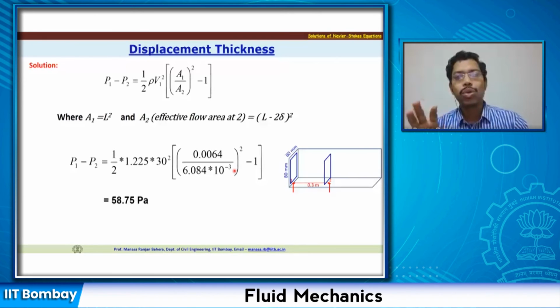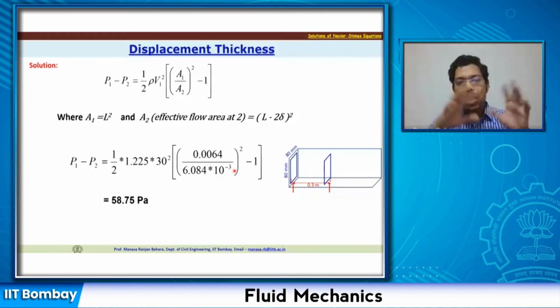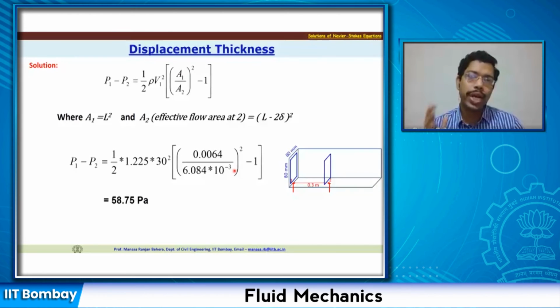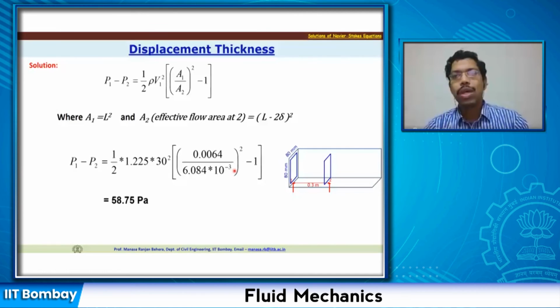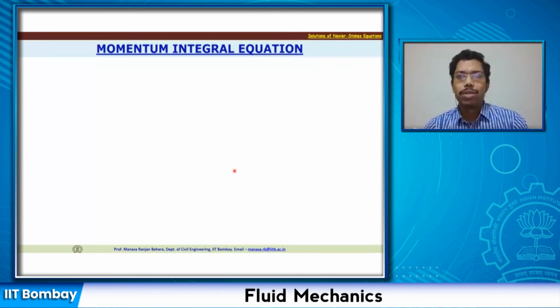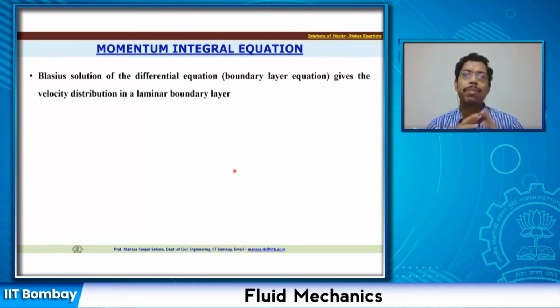Okay, so it is important you understand the whole process and then start applying the concepts, so that you will be able to get the correct result. All right. Okay, so now having understood this, let us understand something more than that, that is called momentum integral equations. Okay, so the Blasius solution of the differential equation, that is the boundary layer equations, gives the velocity distribution in a laminar boundary layer.